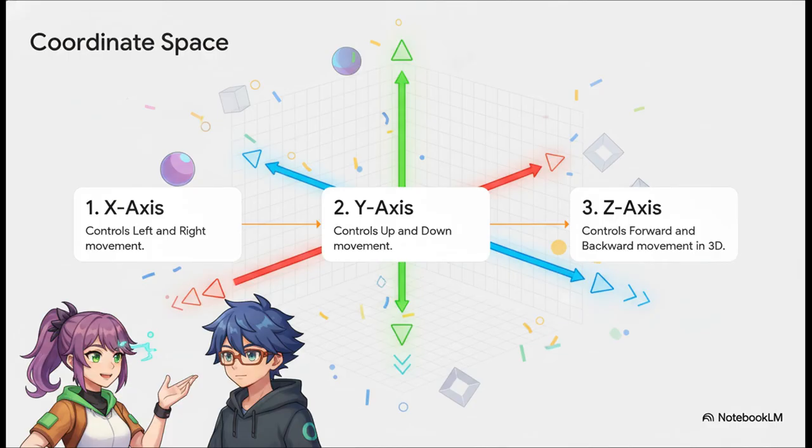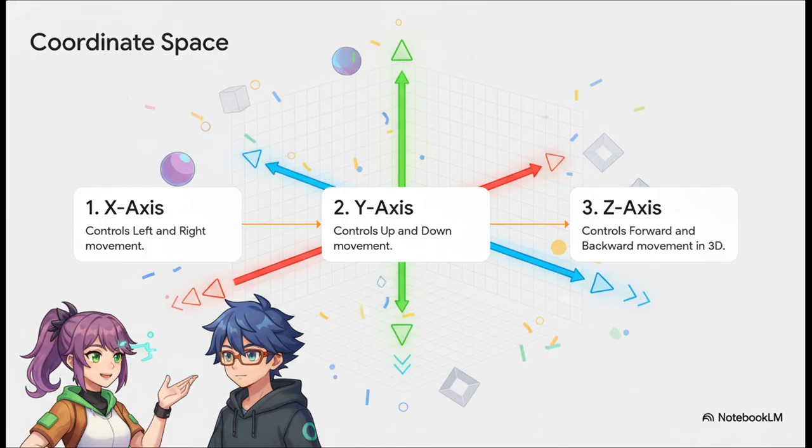Just picture a 3D graph in your head. You've got the x-axis, which always handles side-to-side movement. A positive x value moves you right, a negative x moves you left. Then you have the y-axis, which is for vertical movement. Positive y is up, negative y is down. And then, giving us our 3D depth, you have the z-axis.